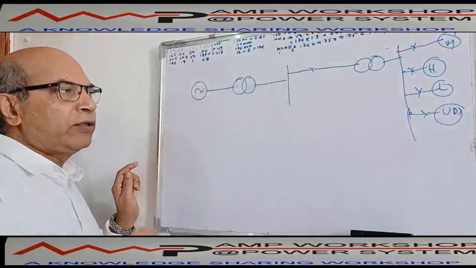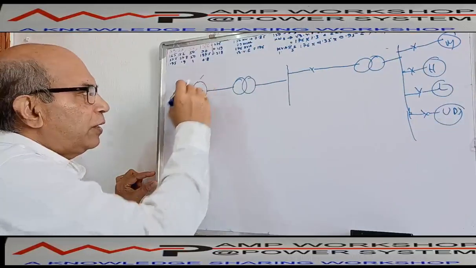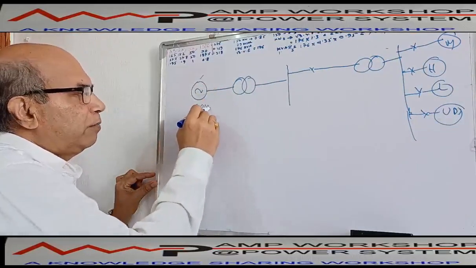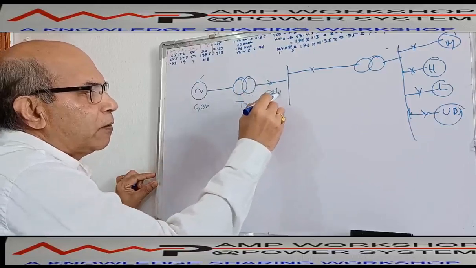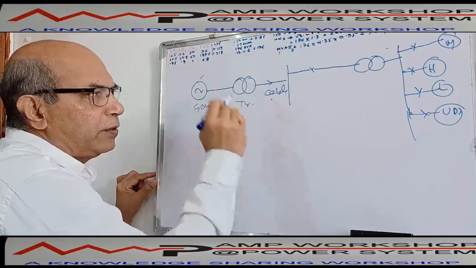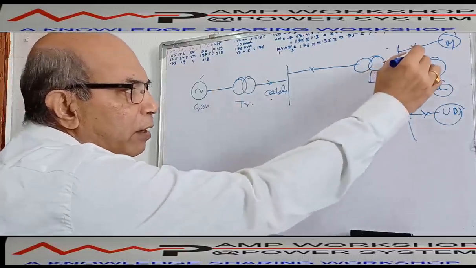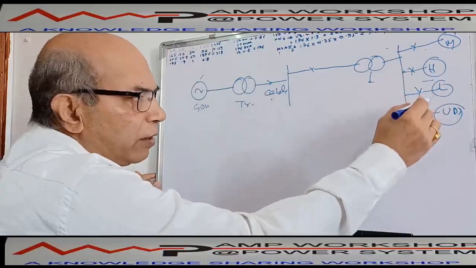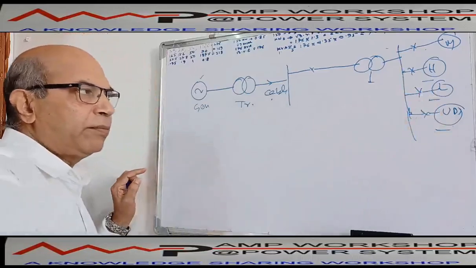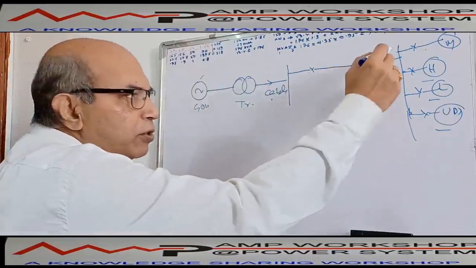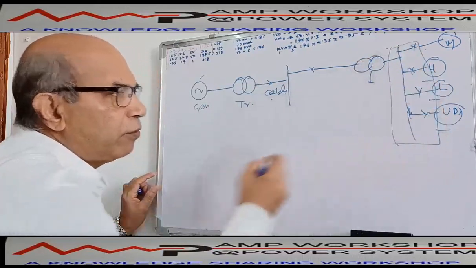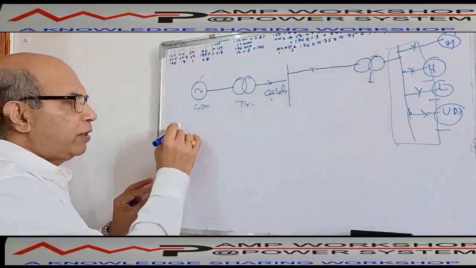So we have a generator, that is equipment number one. Then a major equipment, the transformer. Then cables or overhead lines. Then another transformer. Then motors, heaters, a lighting system, a UPS system, and switchgears. When we talk about equipment sizing, we can go one by one.